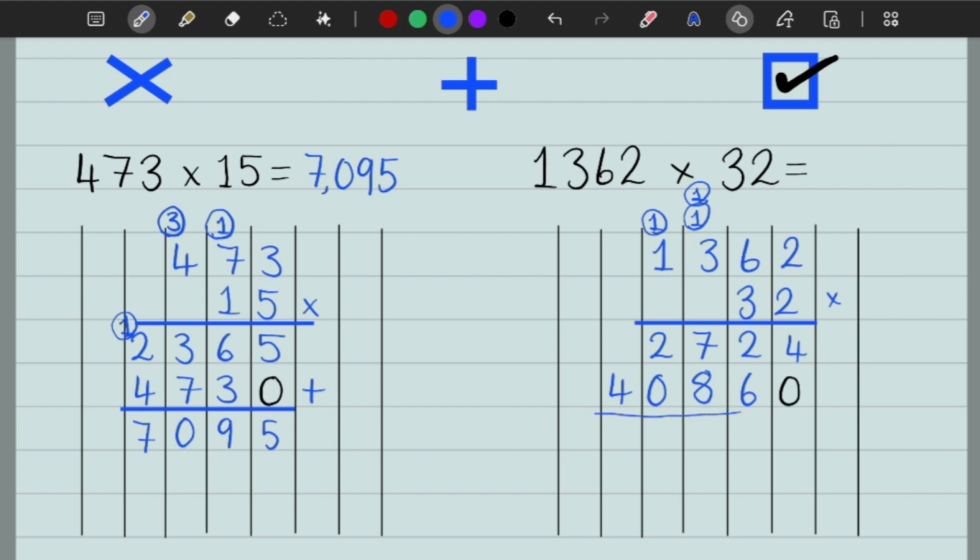Okay, moving on to our addition and last step. 4 add 0 gives me 4. 2 add 6 is 8. 7 add 8 is 15. The 5 from the 15 goes here, and the 1 goes up here. 2 add 0 is 2. Add the 1 gives me 3. And 4 over here. So my final answer is, wow, 43,584. Remember that final step of checking our answer.